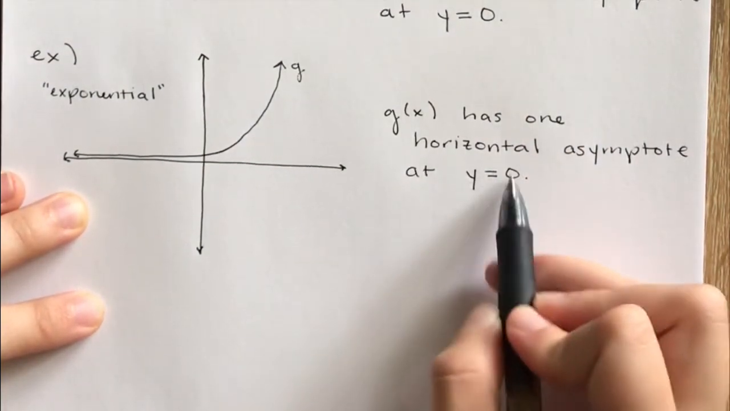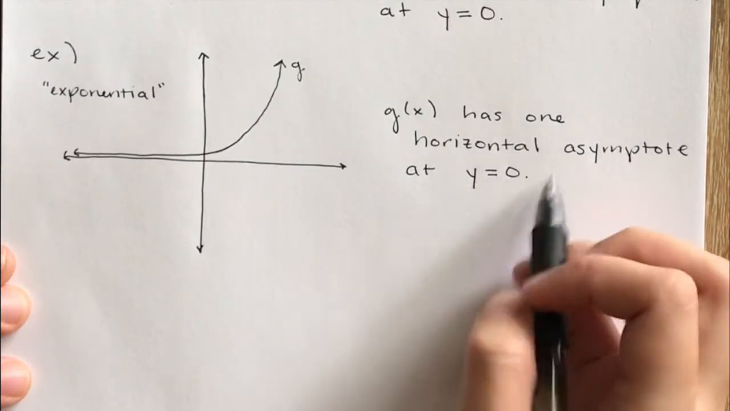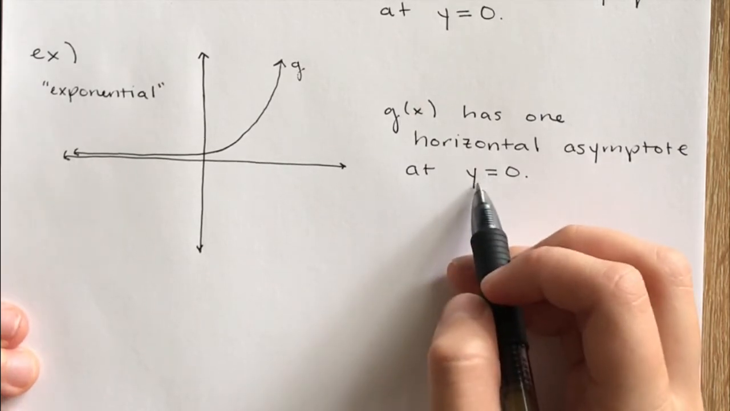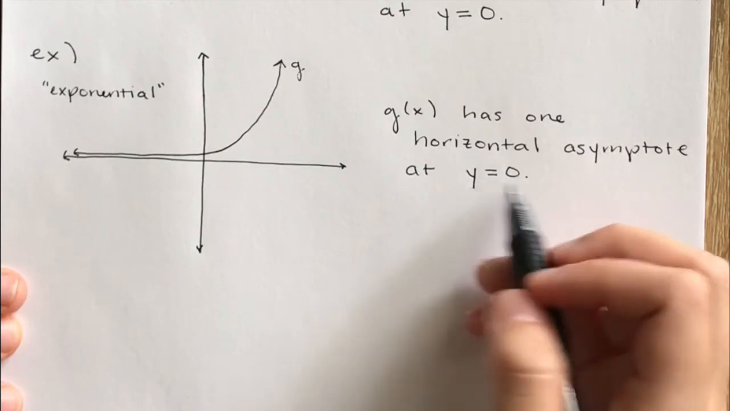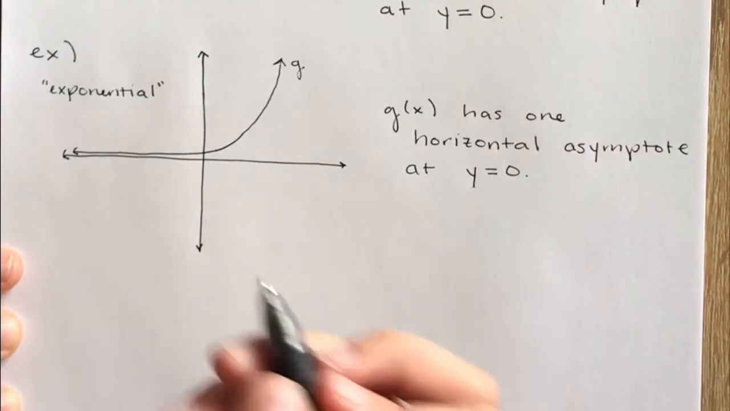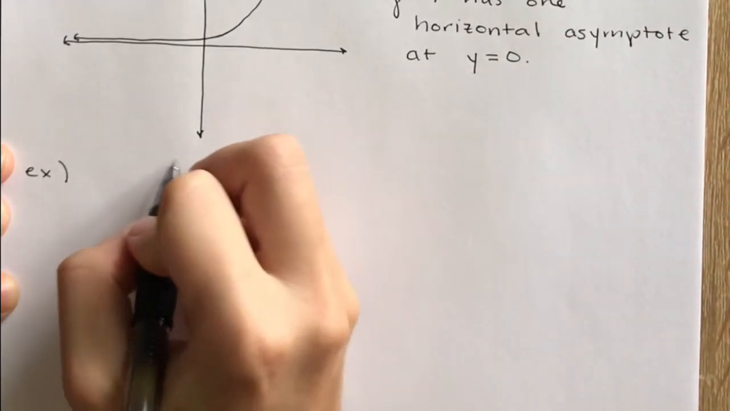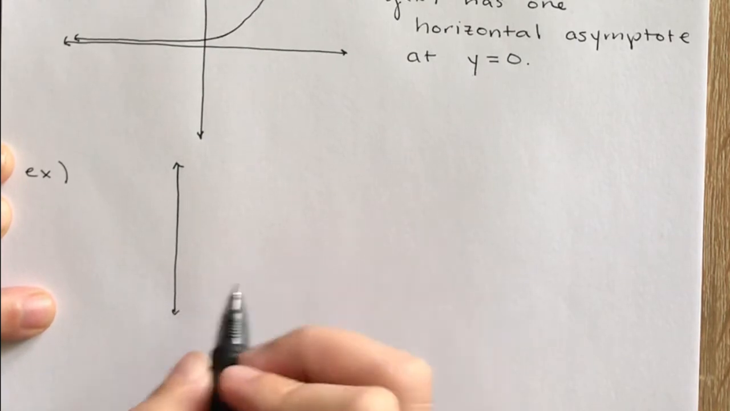We never just say that the horizontal asymptote is 0. An asymptote is a line. Lines need to have a variable. So this is y equals 0, horizontal asymptote at y equals 0. It doesn't have to occur at the x-axis or the y-axis. Sometimes exponential functions will look like this.